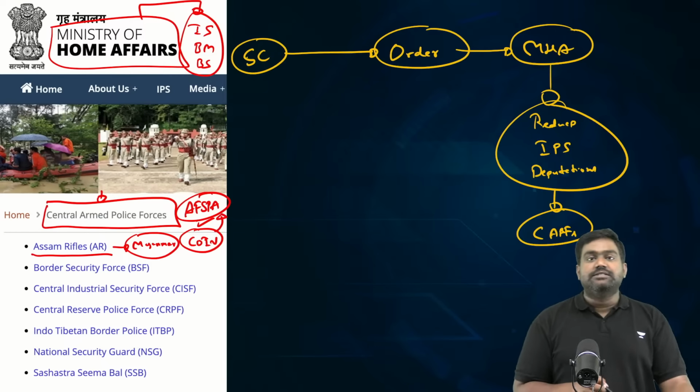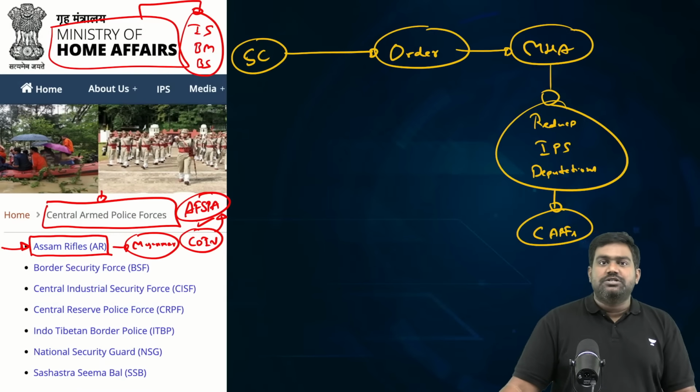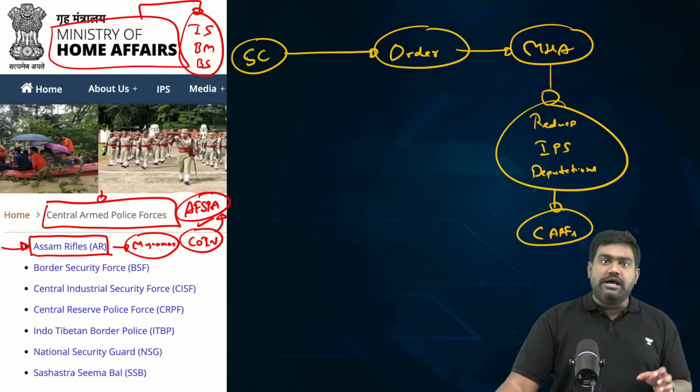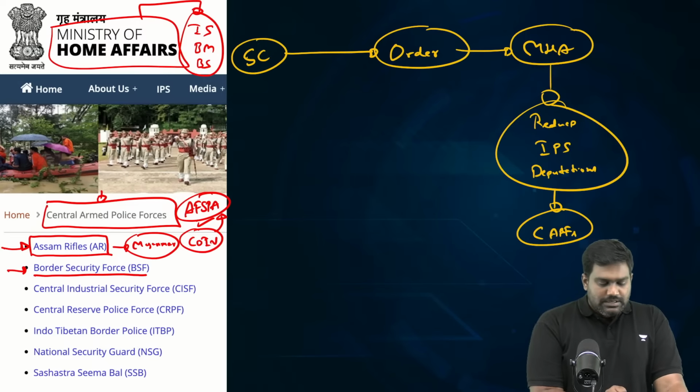To counter northeast insurgency, it's placed under the command of the Indian Army, though it's under the Home Ministry, and it takes part in counter-insurgency operations in the northeast. But as a border guarding force, its role is to guard the India-Myanmar border. Then you have the BSF, the world's largest border guarding force, responsible for securing India's borders with Pakistan and Bangladesh.